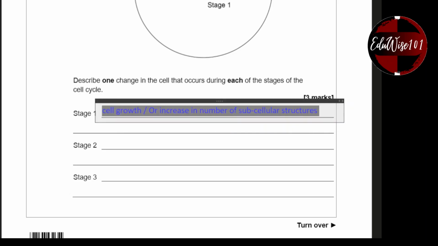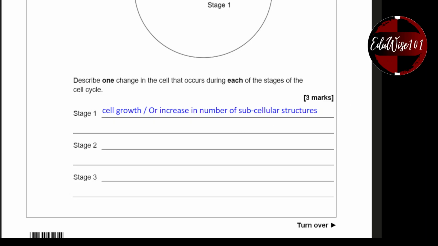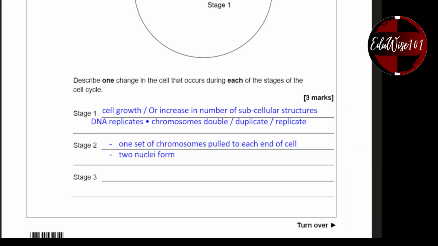Well, the cell carries out its usual function, or growth of cell, or increase in number of cells, subcellular structures. You could also say the DNA replicates, or the chromosome number duplicates or doubles. Stage 2, during mitosis. What is happening during mitosis? Well, one set of chromosomes are pulled to each end of the cell, or you could say two nuclei are formed. And the last stage is cytoplasm and cell membrane divides, and the two identical cells are formed.